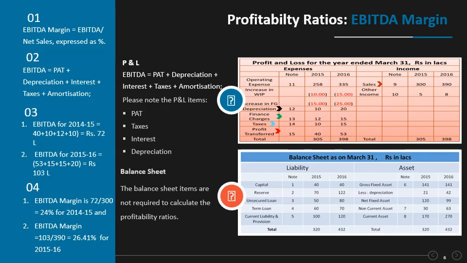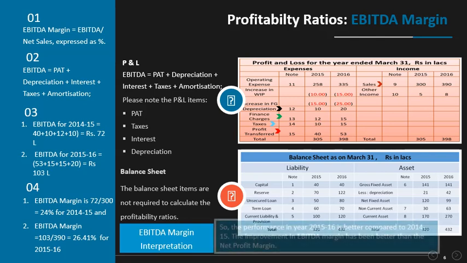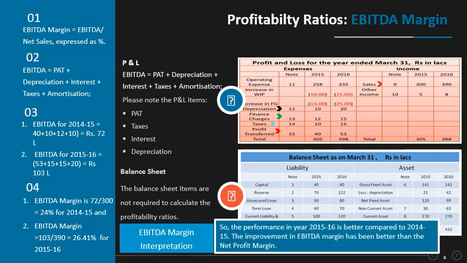Thus EBITDA margin ratio for 2014-15 equals rupees 72 lakh divided by rupees 300 lakhs, equal to 24%. The EBITDA margin ratio for 2015-16 equals rupees 103 lakh divided by rupees 390 lakhs, equal to 26.41%. Note: the banker shall interpret this calculation of profit margin as the performance in year 2015-16 is better compared to 2014-15. The improvement in EBITDA margin has been better.